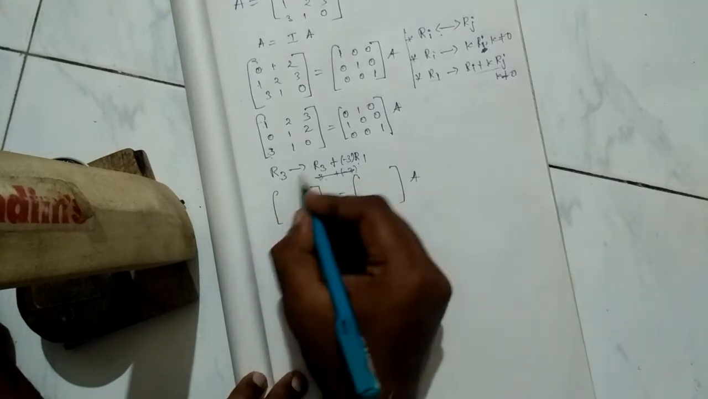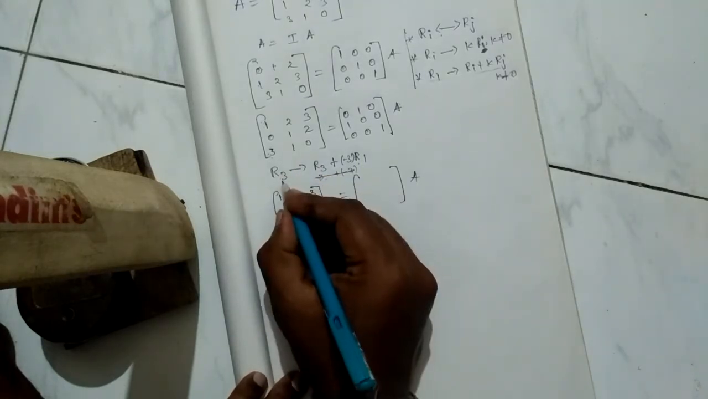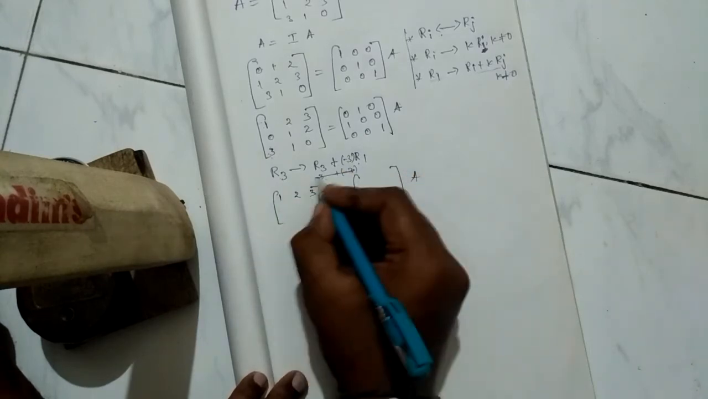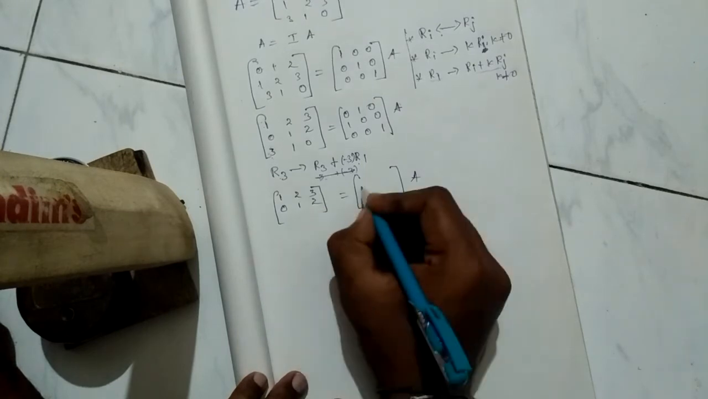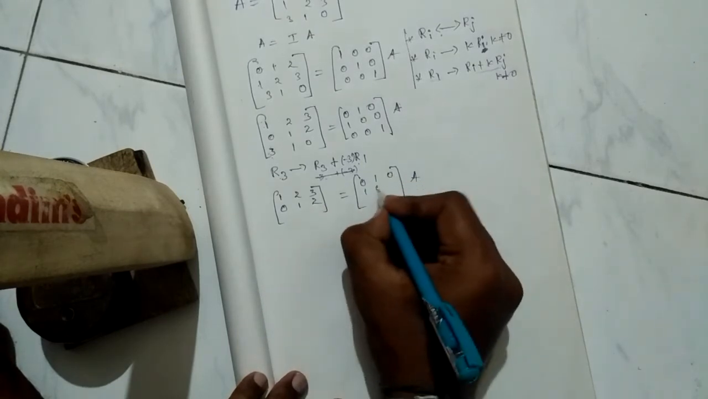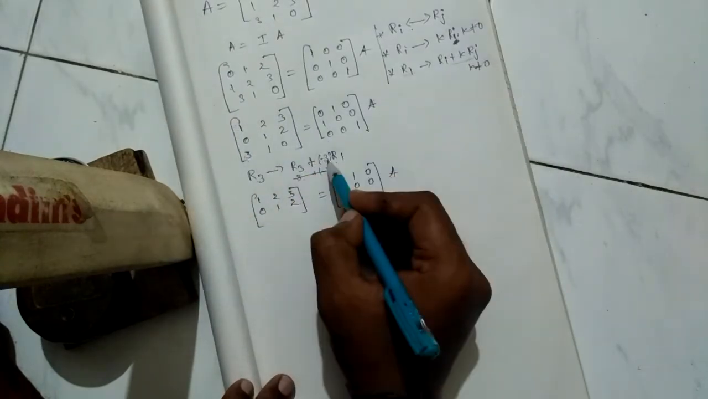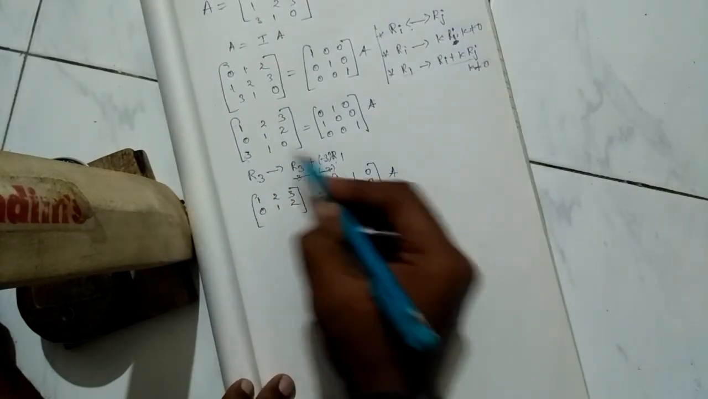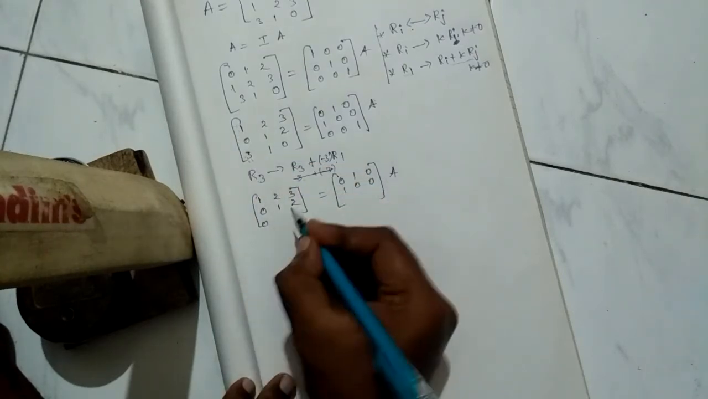And see here, first row is as it is, 1, 2, 3, because we didn't apply any formula. And here also first row and second row as it is, so write as it is, 0 1 0 1 0 0. Now third row, how you need to make is, first row you have to multiply by minus 3 and add with third row. So multiply by minus 3, add with this one, 0.